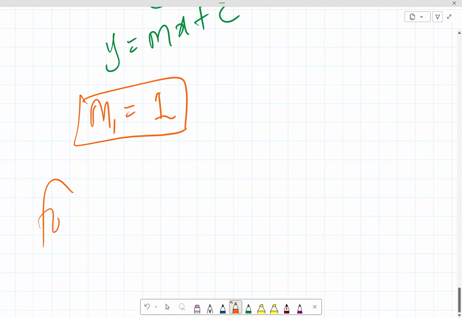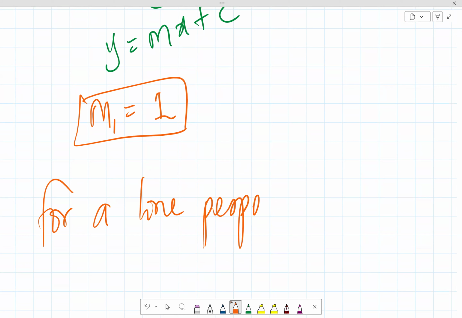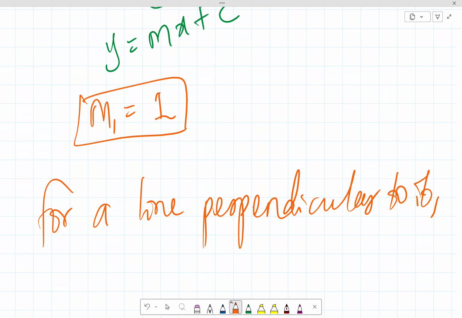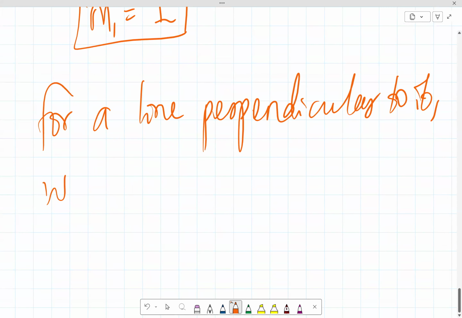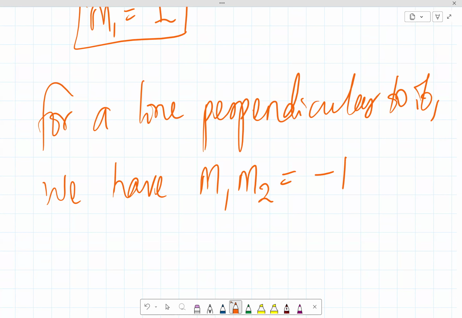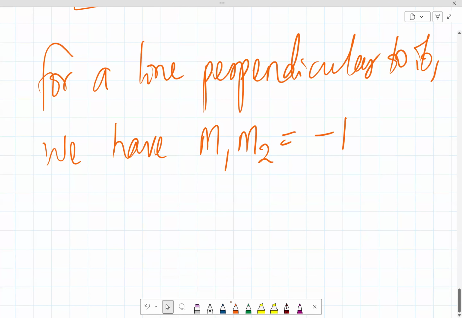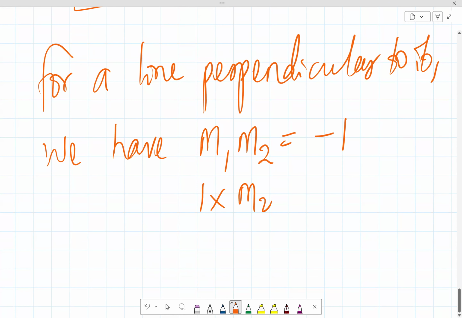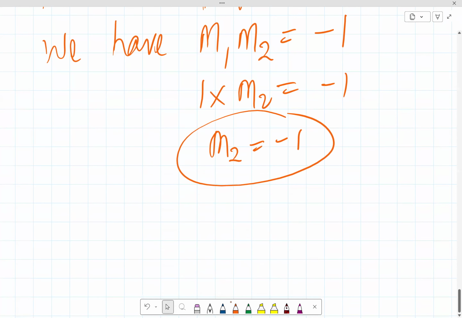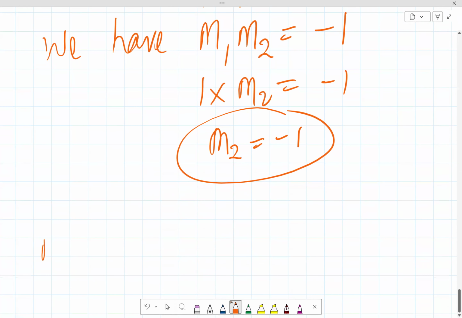So for a line perpendicular to it, we have m1 times m2 equals -1. Since m1 is 1, we have 1 times m2 equals -1. So m2 is simply -1. Since m2 is -1, now we have m2 is -1.